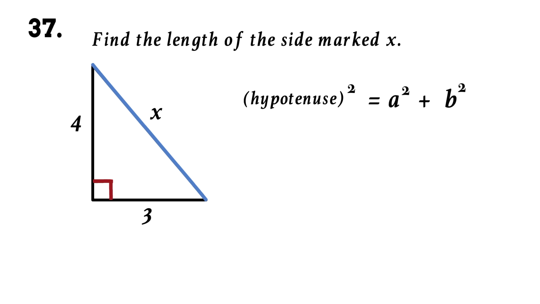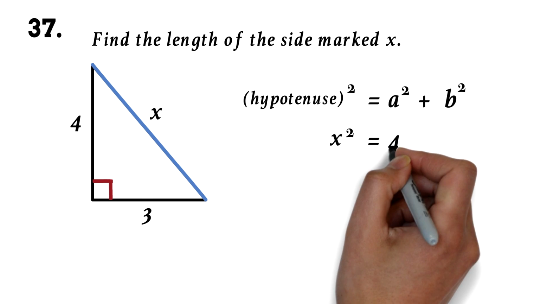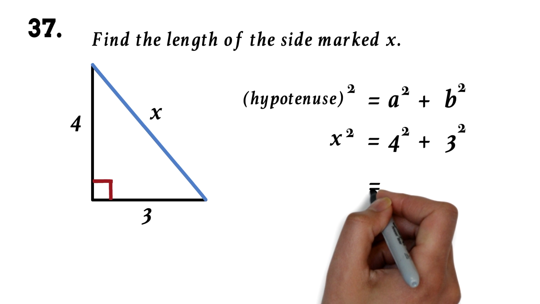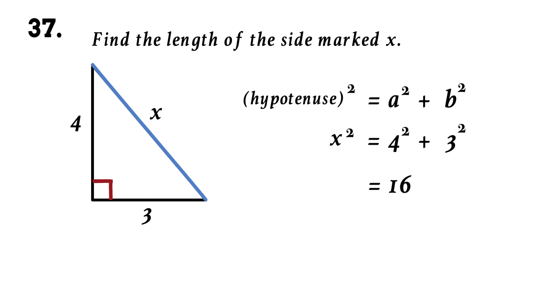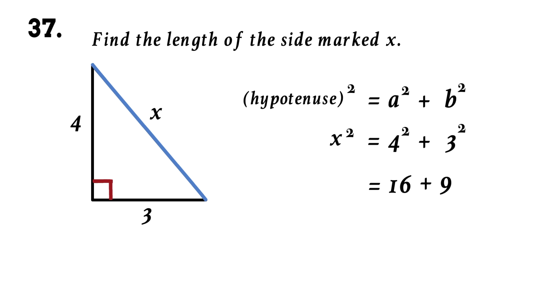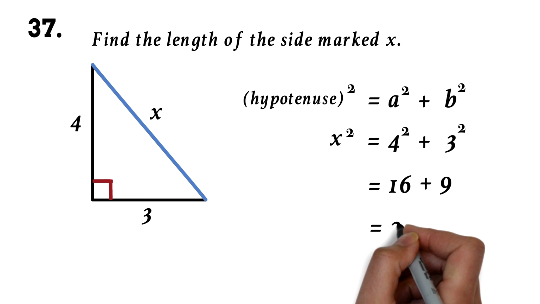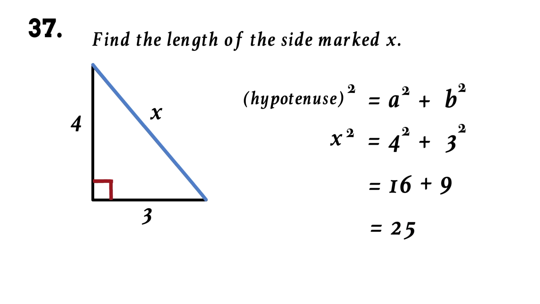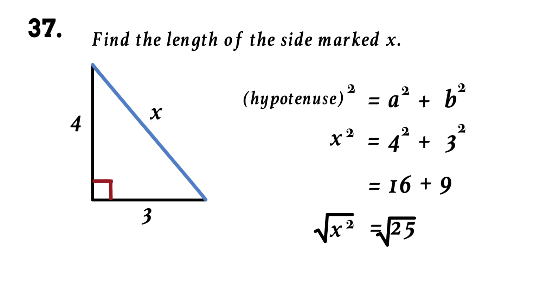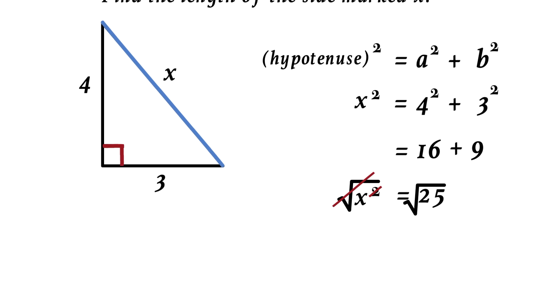So we have x squared equals 4 squared plus 3 squared. 4 squared is 16, and 3 squared is 9. We add them. 16 plus 9 is 25. To find x, we will find the square root of both sides. This will cancel out. Square root of 25 is 5. Therefore, x equals 5.